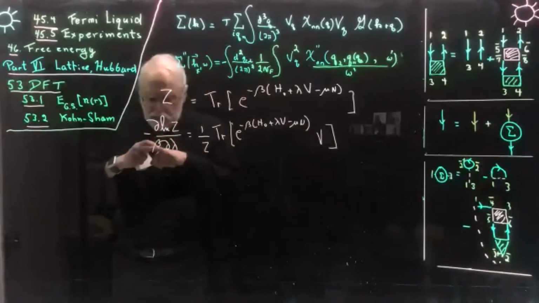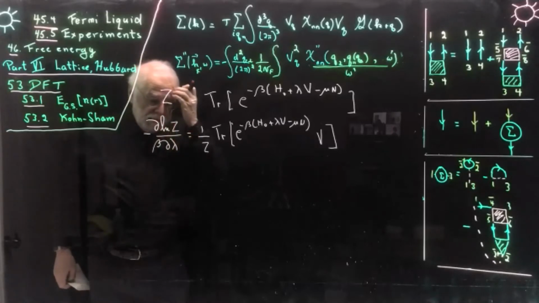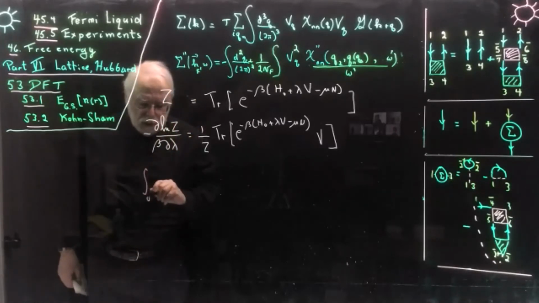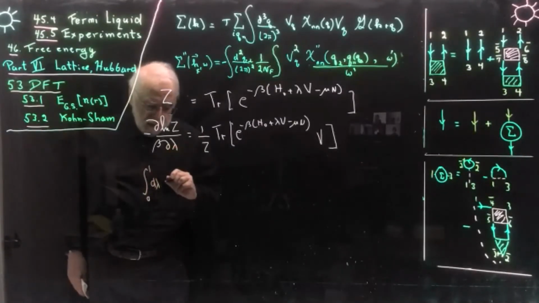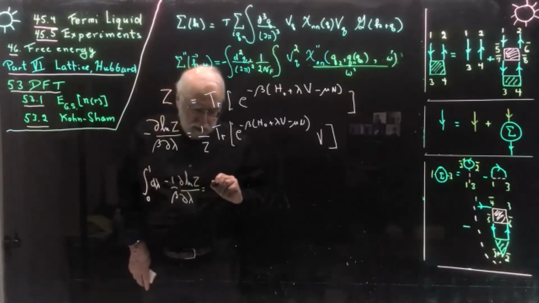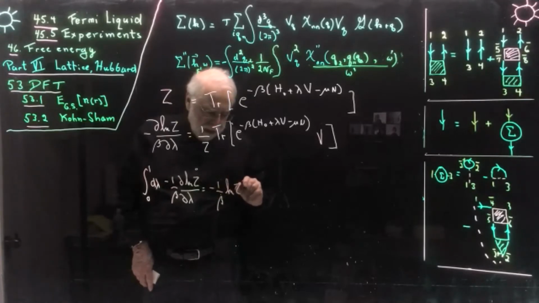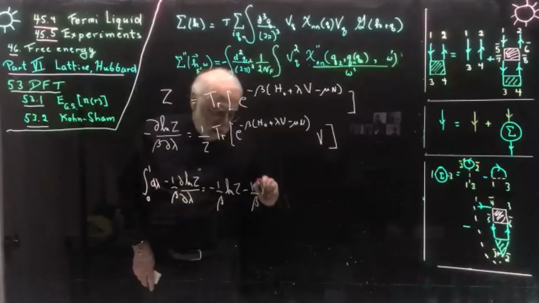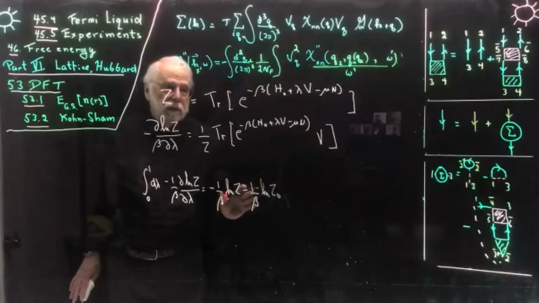So you see now what I can do. This is the free energy: minus kT times log Z is the free energy. So if I do the integral from 0 to 1 d lambda of this guy here, minus 1 over beta d log Z d lambda, this is equal to minus 1 over beta times the log of Z minus 1 over beta times the log of Z0, because at lambda equals 0, I have the non-interacting value.